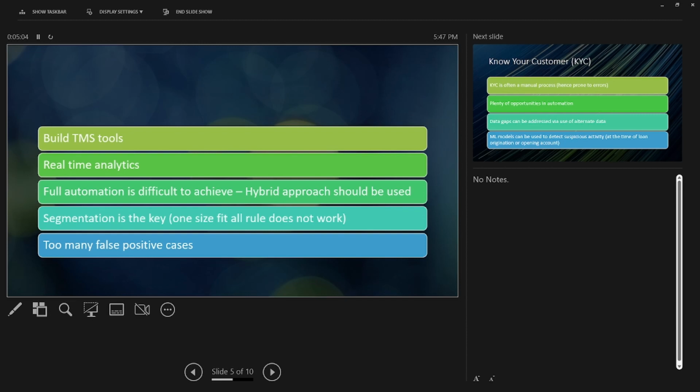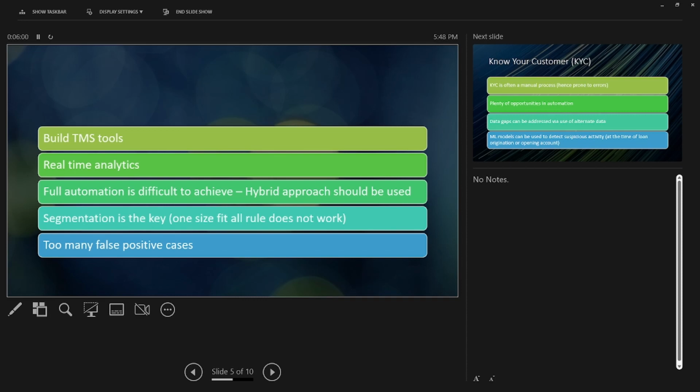So banks are building TMS tools, transaction monitoring system tools, and these tools are more real-time in nature. Full automation is very difficult to achieve, though, even though the whole intention behind implementing such a model is to automate everything. The best approach is to make it hybrid, because there may be instances where there are just too many false positive cases, and then you cannot simply go on combating each one of them. So it's important to have another layer of checking, manual checking. So it's good to have a hybrid process.